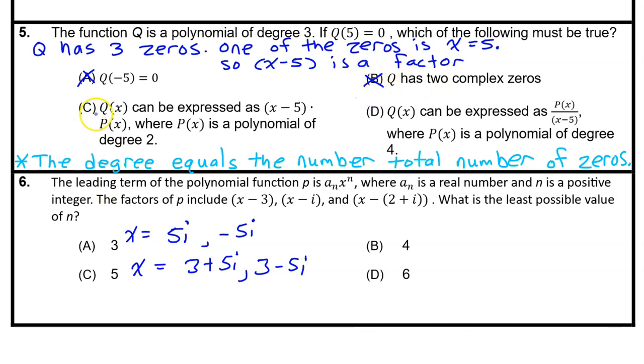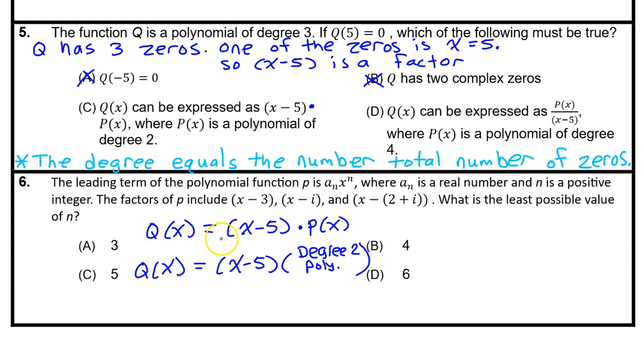What about option C? Q of x can be expressed as x minus 5 times, that's what this is, times p of x, where p of x is a polynomial of degree 2. Option C is saying that q of x can be expressed as x minus 5 times some degree 2 polynomial. That is true. The answer is going to be C.